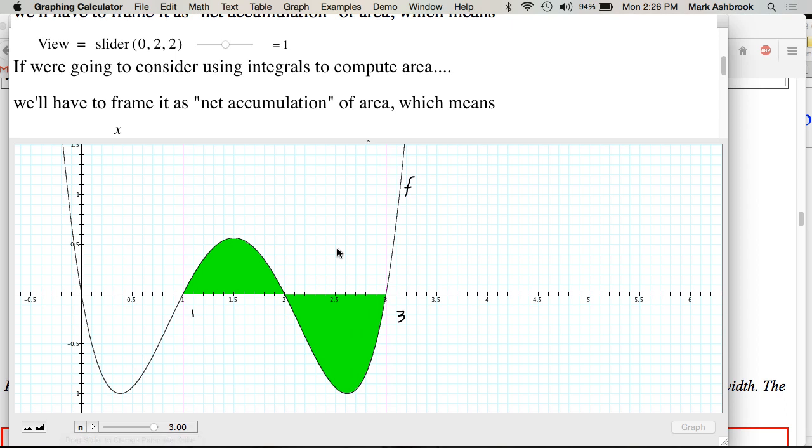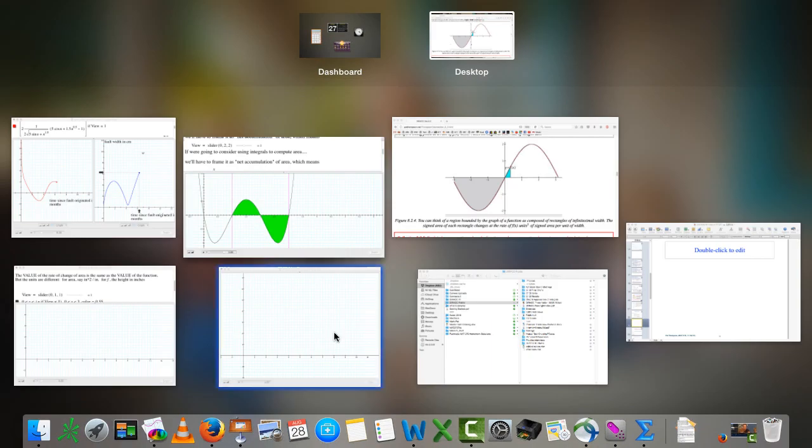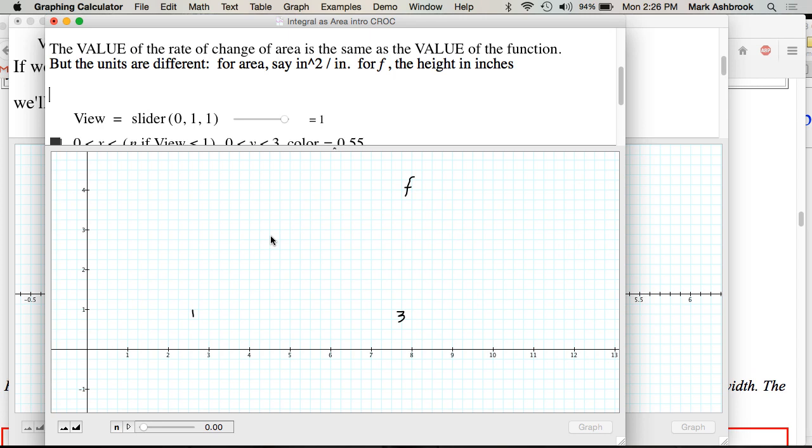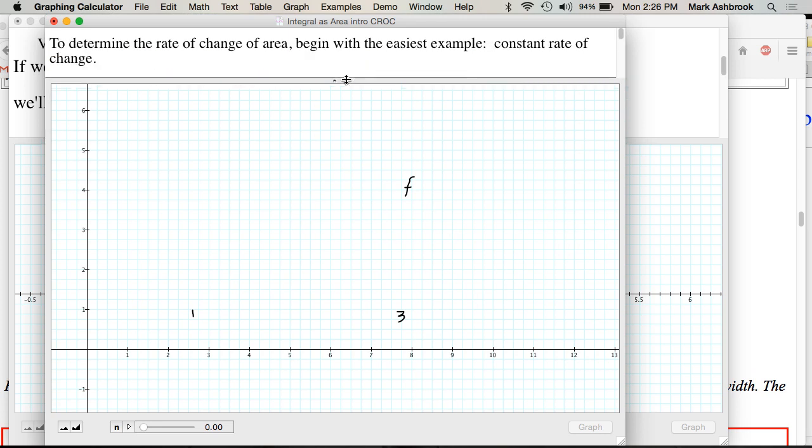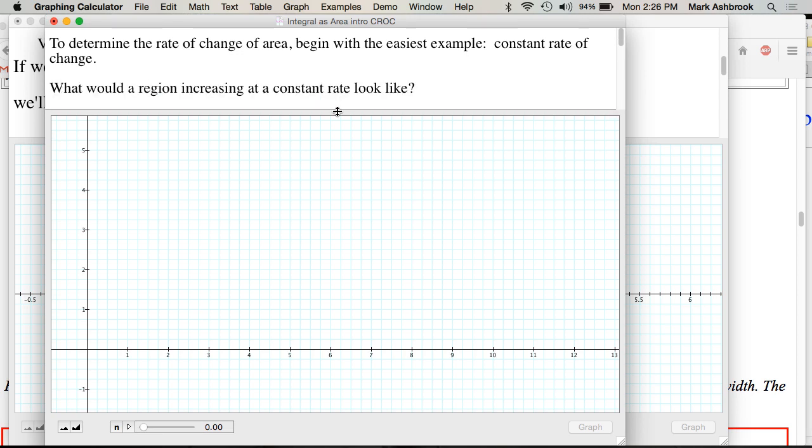So again, it goes back to rate of change. If we're going to set up an integral, we need a rate of change. To determine the rate of change of area, we're going to begin with the easiest example there is, which is constant rate of change. So what would a region increasing at a constant rate look like? If you had a region, what would it look like if it was increasing at a constant rate?